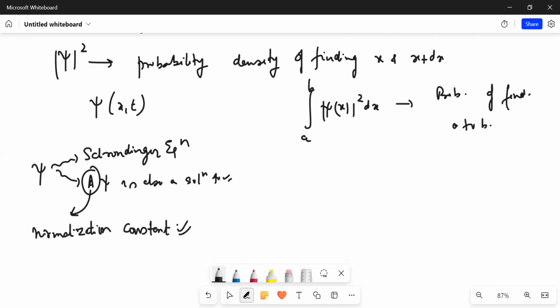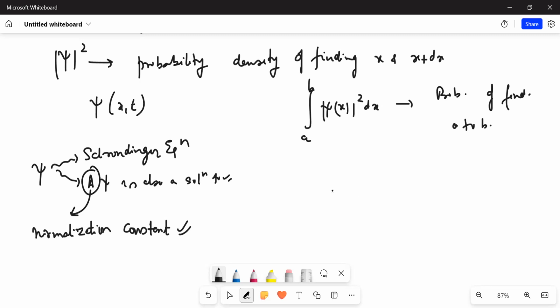Normalization constant, and how it is found. These are very basic things, but still, okay, so what does psi signify? See, psi in general does not have any physical relevance as such, but it is a mathematical way of representing a particle in space.